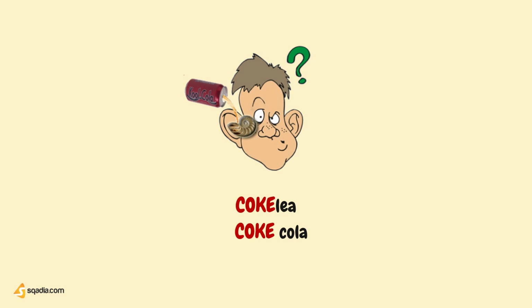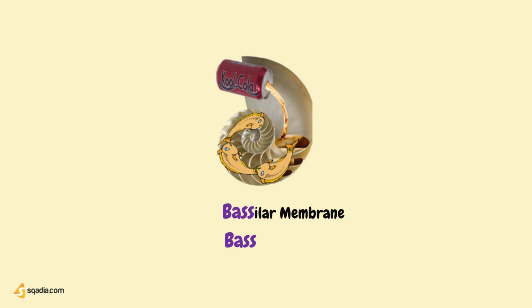Moving to the next mnemonic. Running through the middle of your cochlea is the basilar membrane with hairs on it. Use the bas part of basilar and imagine bass swimming up inside the middle of your cochlea, swimming through all that soda, of course.